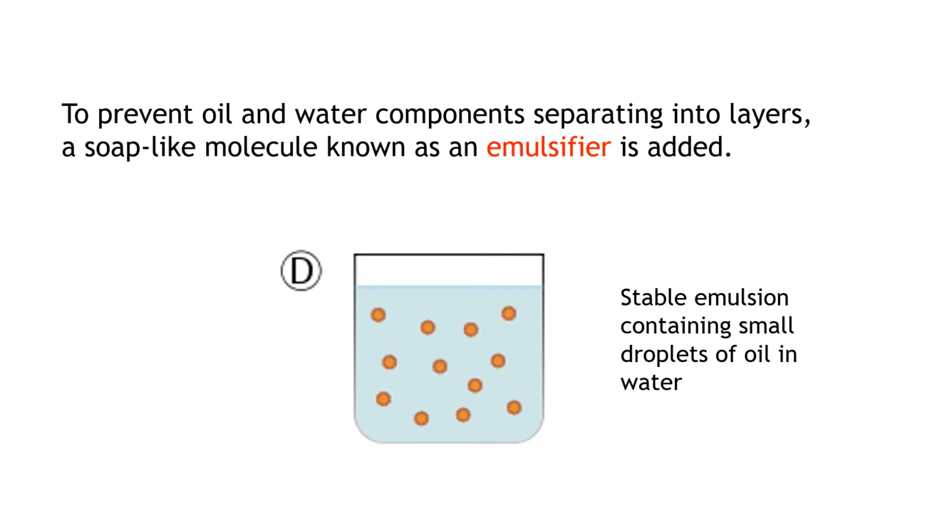To prevent oil and water components separating into layers, we can add an emulsifier, which is a soap-like molecule, to the mixture to make the stable emulsion containing small droplets of oil and water. And the next video will demonstrate some examples of emulsifiers that can do this.